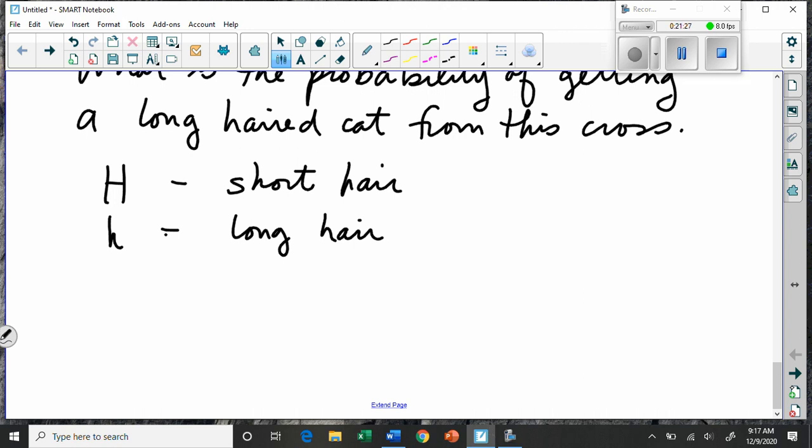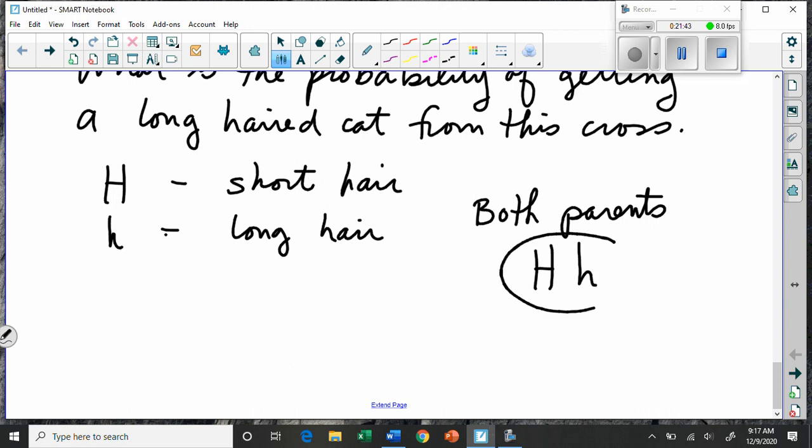Now it says they're both heterozygous in the question, which means they both have two different alleles. So both parents, in this case, have the same genotype. Both parents are heterozygous. So that means both parents, what do they have, long or short hair? They both have short hair because they both carry the dominant allele, capital H. But they also carry the long hair allele. So it's possible that when they have babies, there might be a combination where those long hair alleles could get together and produce long-haired babies.